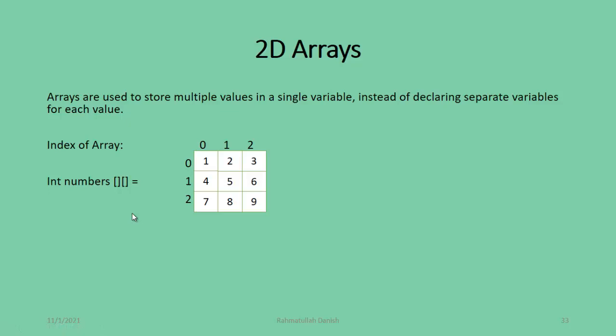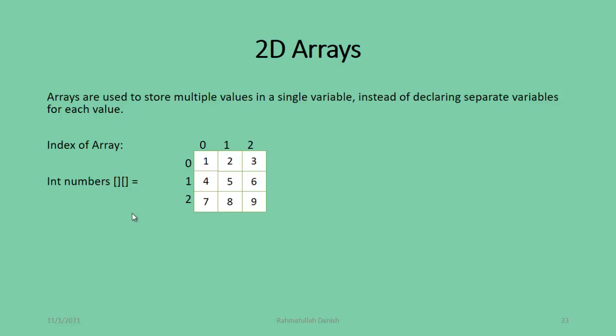In this class we talk about 2D arrays. Arrays are used to store multiple values in a single variable instead of declaring separate variables for each value. What is a 2D array? A 2D array is a two-dimensional array, similar to one-dimensional arrays. A 2D array is a collection of data cells.